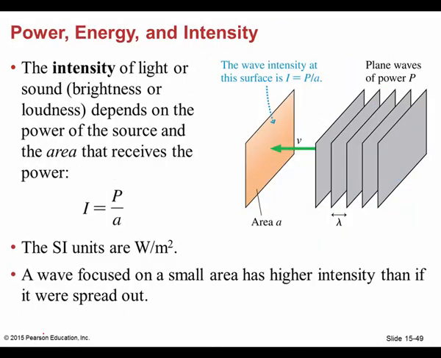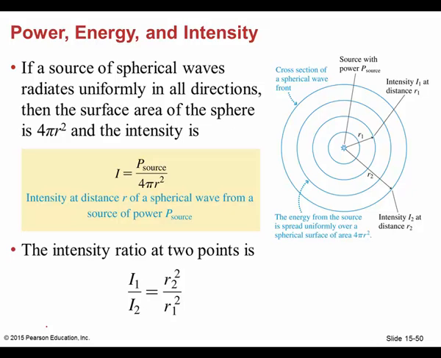So how can we find the intensity of a particular sound? Well, we take the power of the wave and divide it by the area of the wave, and we get watts per meter squared. That is the intensity of sound, watts per meter squared. Now, what about for a spherical wave at its source? Well, it's a little bit different. We take the power of the source and divide it by 4 pi r squared.